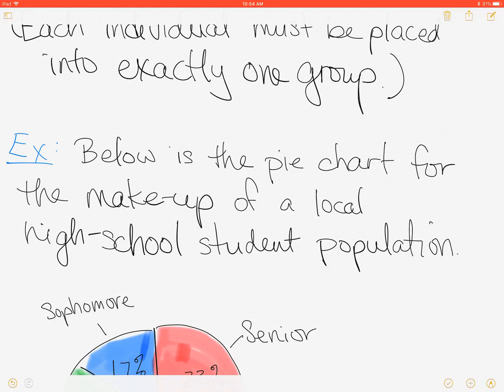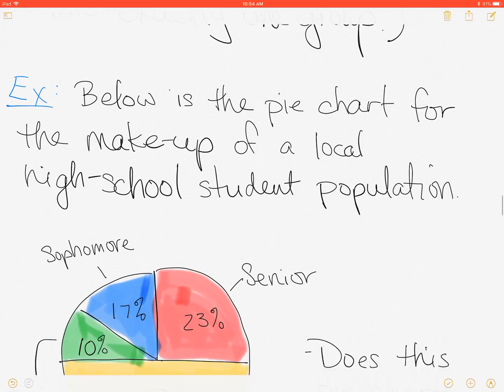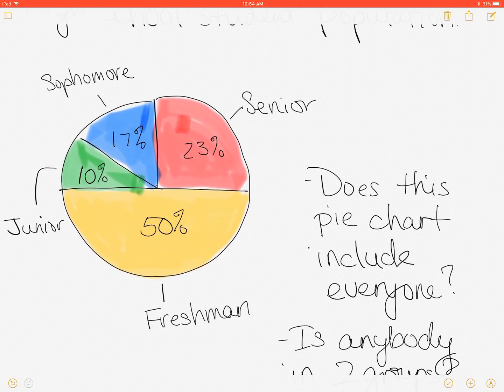Below is the pie chart for the makeup of a local high school student population. The population is made up of freshmen, sophomores, juniors, and seniors. Does this pie chart include everyone? Well, so far as I know, everybody who attends a high school is either a freshman, sophomore, junior, or senior. Maybe it's their second year as a senior. They still count as a senior. That's okay. So by breaking them up into freshman, sophomore, junior, senior, we have made sure that everybody in the whole school is included. There's no one we're missing out.